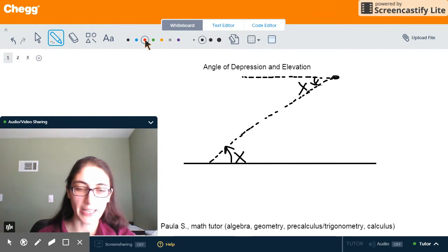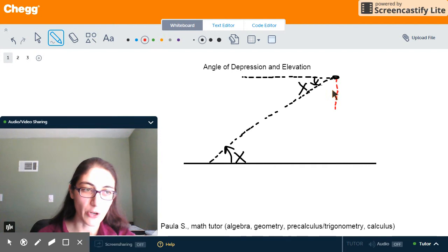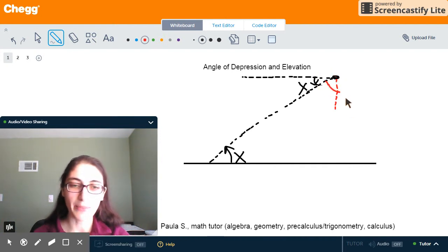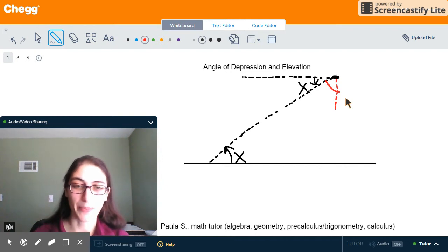Most common mistake that students make is to think that angle of depression would be this one over here. And it is not equal to that. Sometimes it helps when you're doing angle of depression, think about if you took your whole problem, turned it upside down, 180 degrees, turn it around. And now you can see that you have an angle of elevation, just that it's upside down.